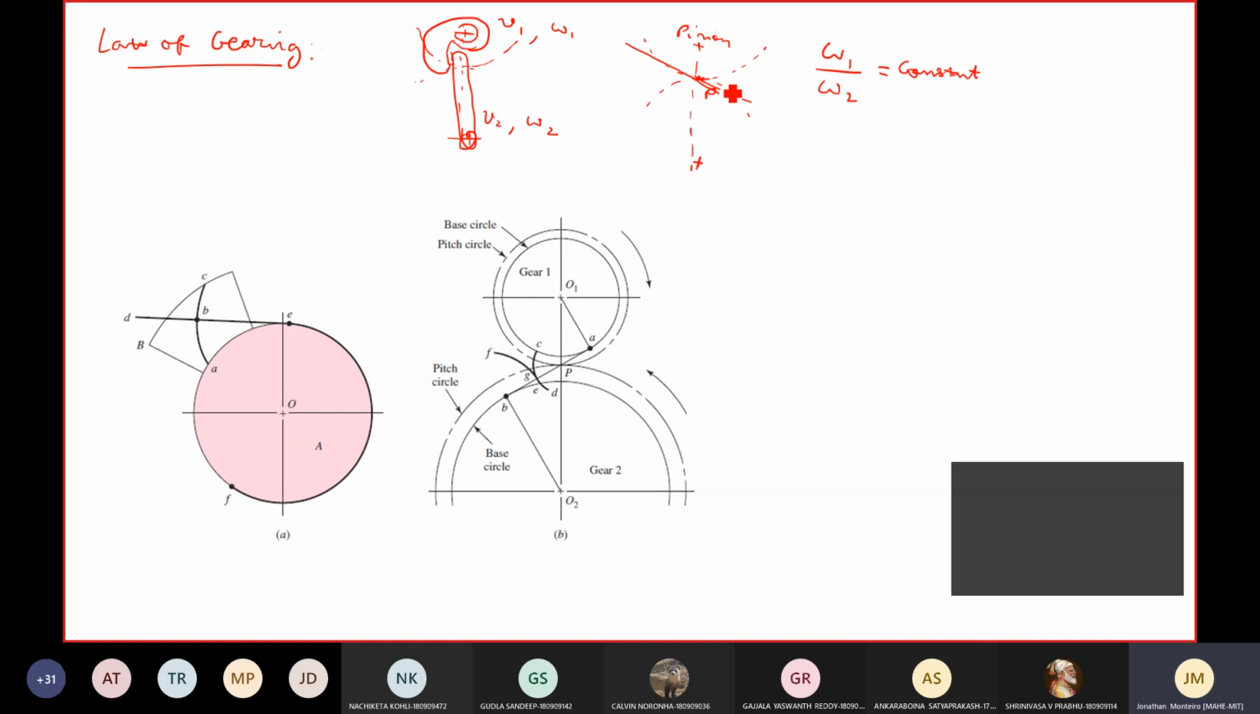So I'll not go very deep into it. Starting with this, we'll come to the profile nature now. So what is the profile nature of this?